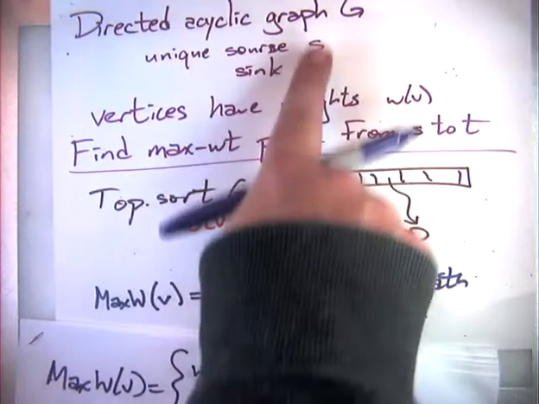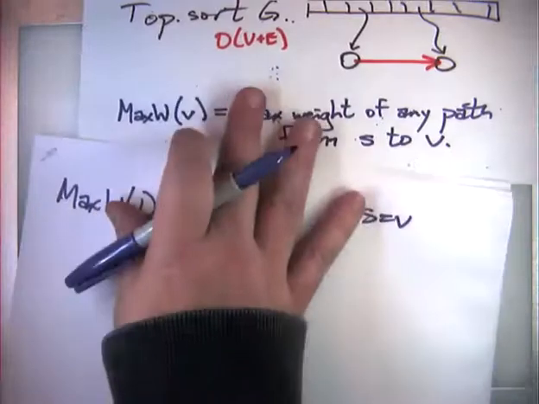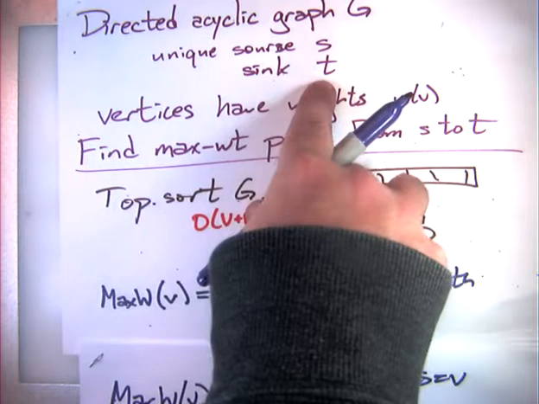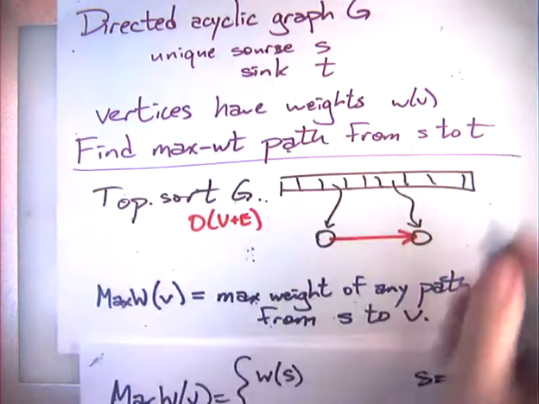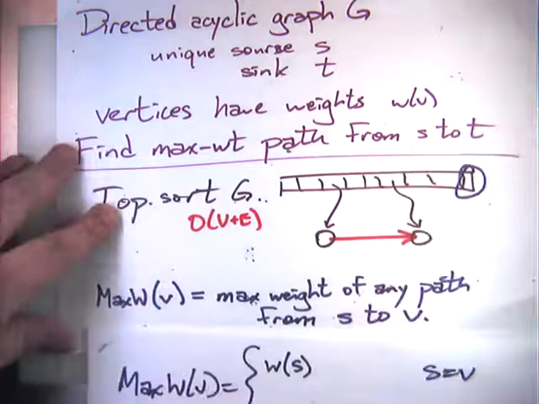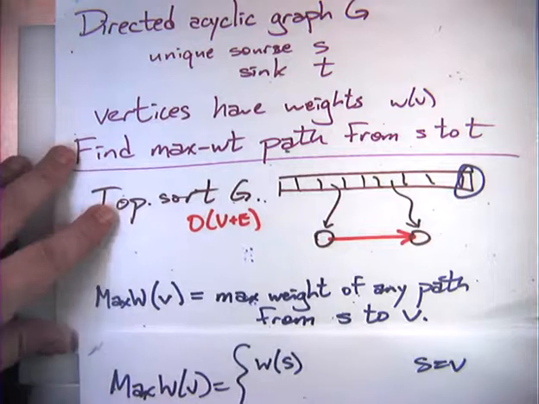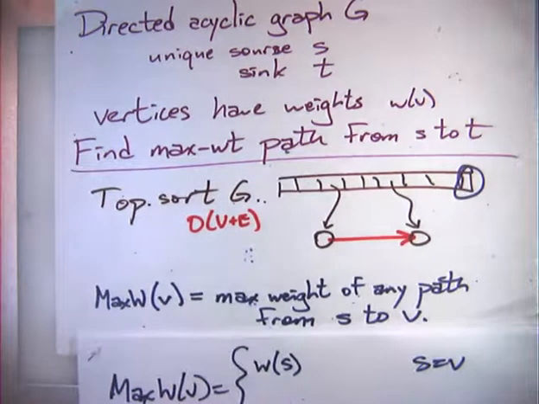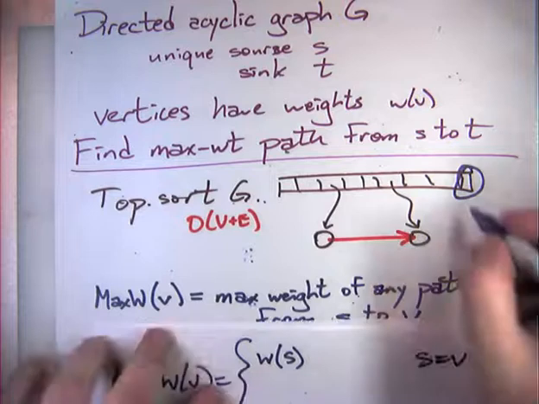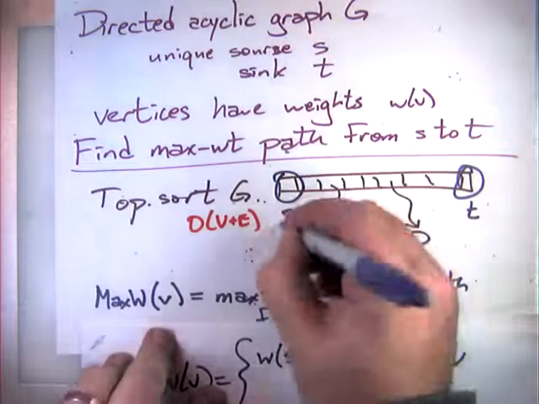There's only one sink. There's only one source. T is a sink. It's the only sink. Therefore, it's here. The last vertex in topological order is always a sink, because all the edges that touch it come from the left and go in. All right? So T has to end up here, S has to end up here.